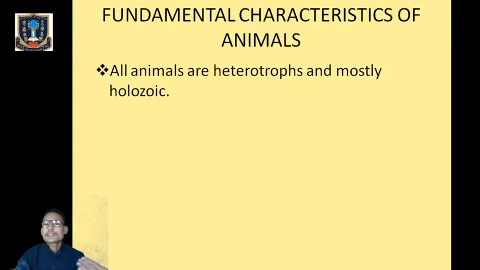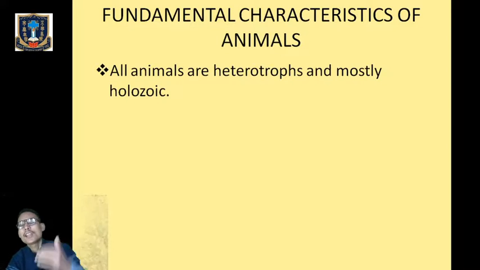So all the animals are heterotrophs and they are mostly holozoic. Heterotrophs means animals are dependent directly or indirectly on plants. They don't have chlorophyll like that of the plants, so they are not able to prepare their own food. So they are totally dependent on the plants and other animals, like herbivores, we can say. Those animals which are totally dependent on the plants directly or indirectly for the source of food are known as heterotrophs.